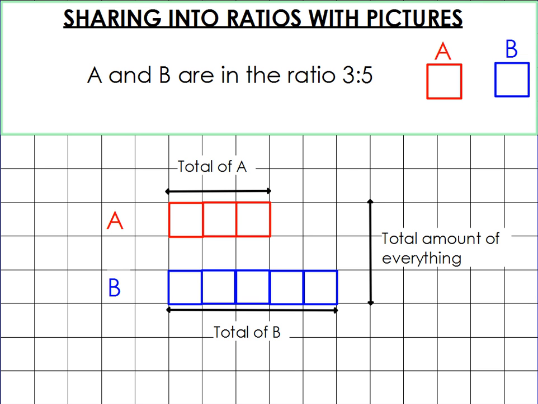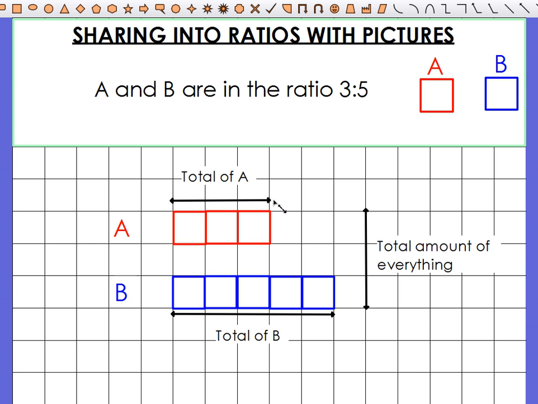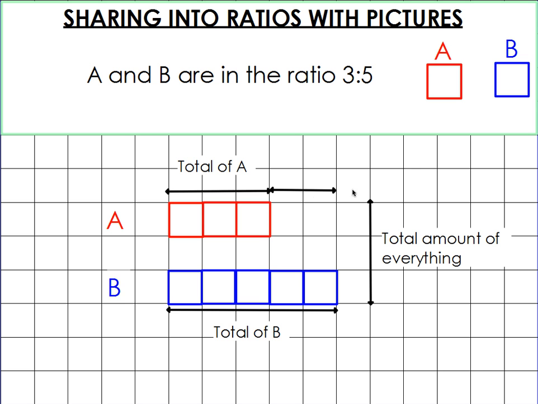And the final dimension, the one that's possibly not clear straight away, is this little distance here. And this little distance here, it's not A and it's not B. It's actually the difference between A and B. Hopefully you can see that B is 2 squares larger than A. A's got 3. Add another 2 squares and you get B. So this is the difference between A and B. Okay?